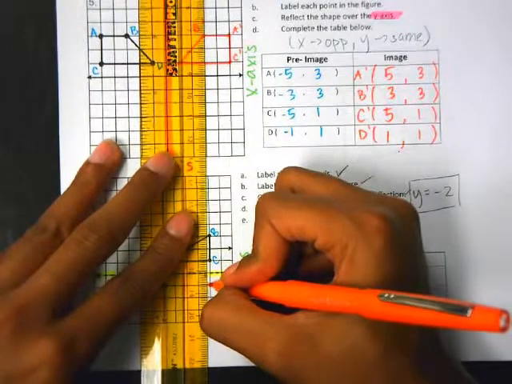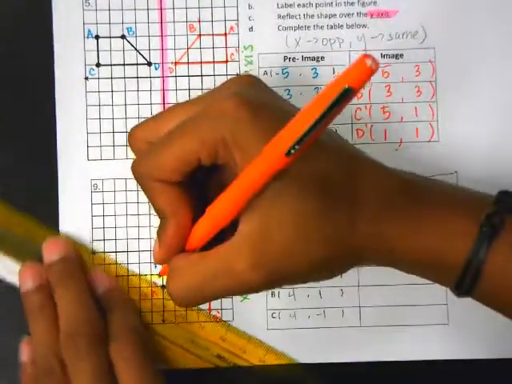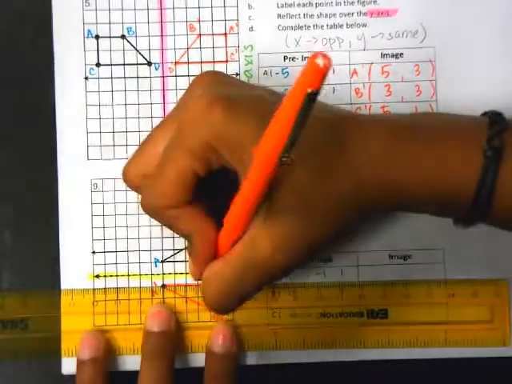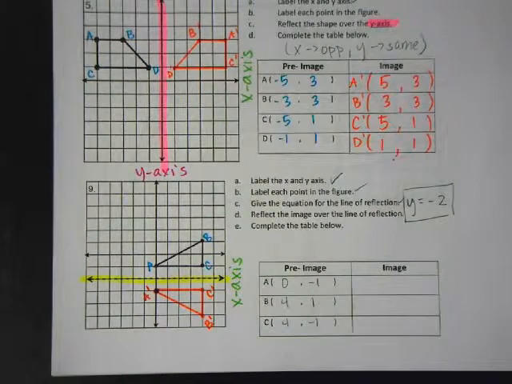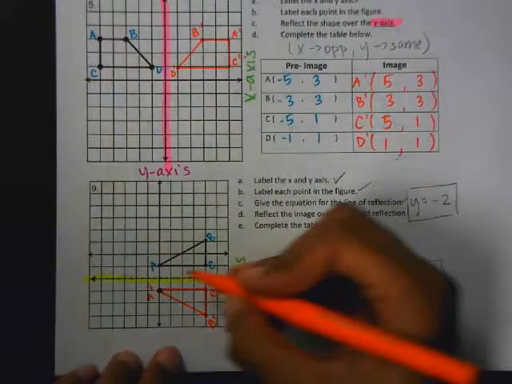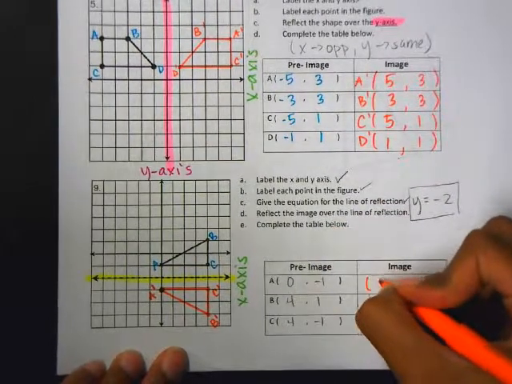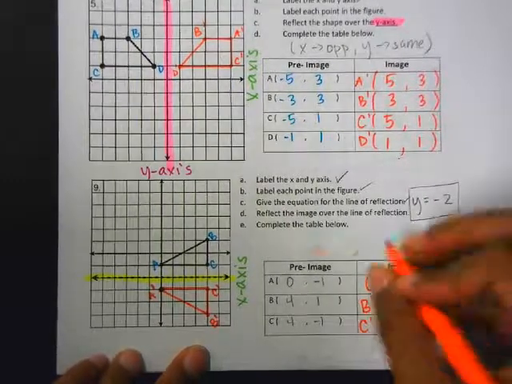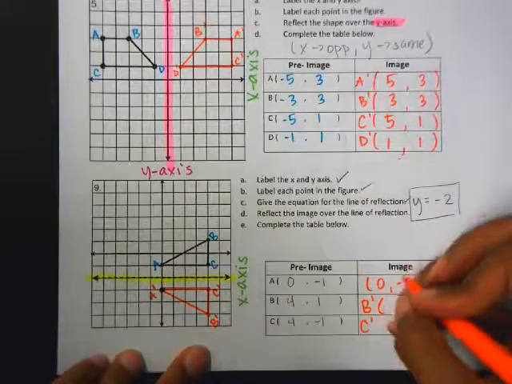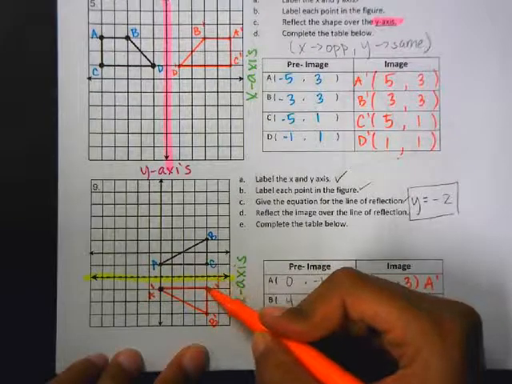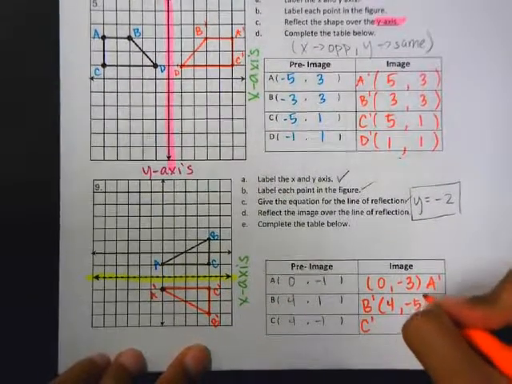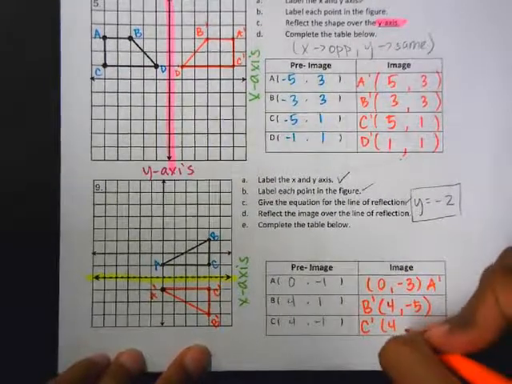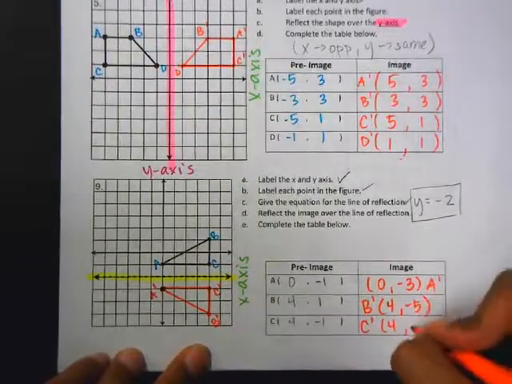Now, once I figure out where the points should be, I need to list them on the image column of my table to the right. Alright, so A moved to 0, -3, and that was A prime. B prime and C prime. B prime moved to 4, -5, and C prime moved to 4, -3. Okay? Again, that's how your picture should look.